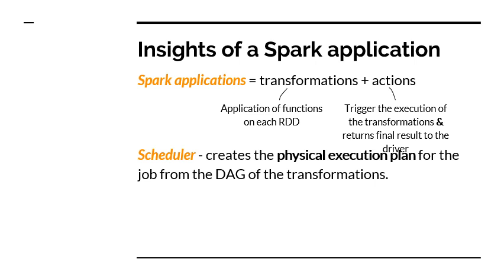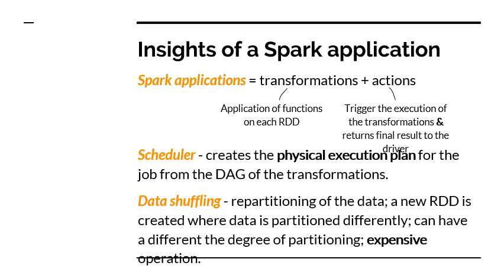Finally, an important operation is the repartitioning of data, called data shuffling. This may occur with some types of transformations and results in a new RDD with data partitioned in a different fashion. This is one of the most expensive operations performed in Spark.